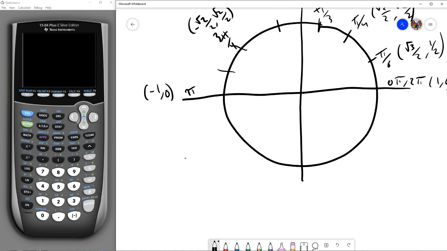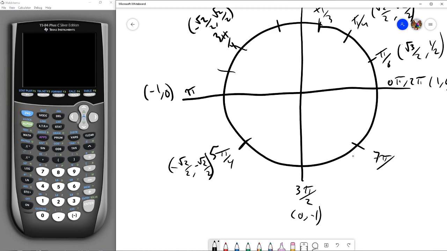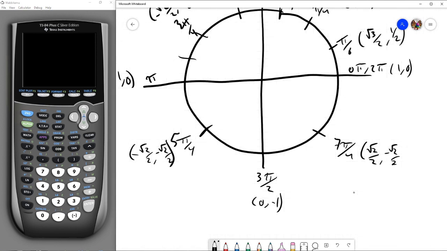And then if you add a pi over 4, that's right here, that's 5 pi over 4, negative root 2 over 2, negative root 2 over 2. Add a pi over 4 brings you to 6 pi over 4, or 3 pi over 2, so that's 0, negative 1. Add a pi over 4, that's 7 pi over 4. That is root 2 over 2, comma, negative root 2 over 2. Alright, then if you add a pi over 4, that brings you to 2 pi, or 8 pi over 4.